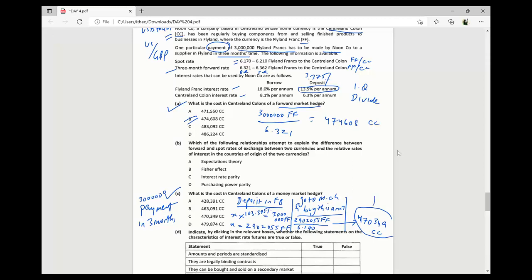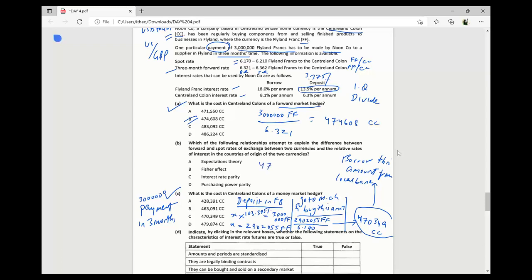And the third step says, where do we get this 470,349 CC? Because at the money changer, you are buying FF, you need to give him CC. How to get this CC? Borrow this amount from a local bank. So in receipts, it was borrow from a foreign bank, sell to the money changer and deposit in a local bank. Now it's deposit in a foreign bank, go to the money changer and buy this amount, and borrow from a local bank.